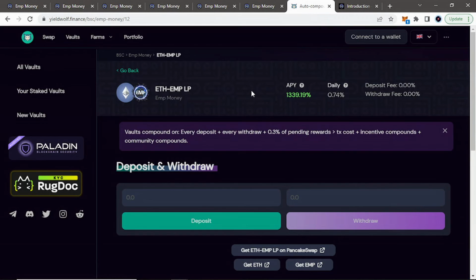And then auto vaults, you can deposit your LP tokens into Yield Wolf, and it will just auto compound every deposit, every withdrawal. There is a 0.3% fee of pending rewards. It will just auto compound if you don't have the time to come in here every day and compound.